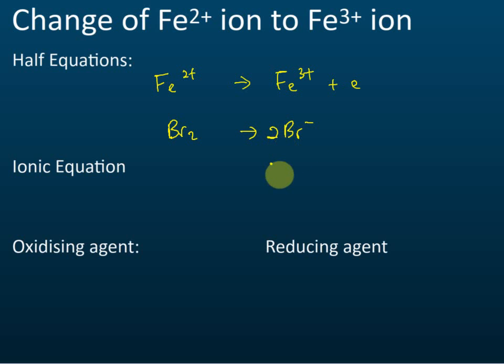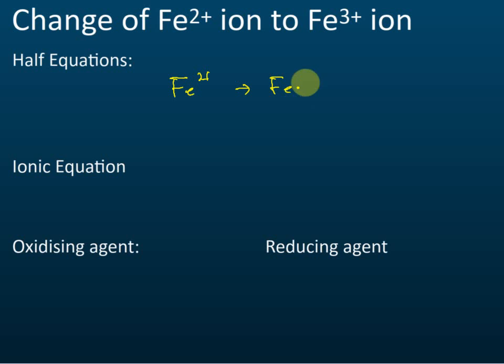To balance it, we need to have two bromide. This is not yet balanced, so we need to add electrons. Where should I add the electrons, left or right? Just now we learned that the first half equation is iron 2 to iron 3, Fe3+ plus 1 electron. Now the second one is from bromine, Br2, to bromide. Brown bromine becomes colorless bromide, and then we need to have two bromide. This is not yet balanced. We need to add electrons. So where should I put my electrons, left or right?